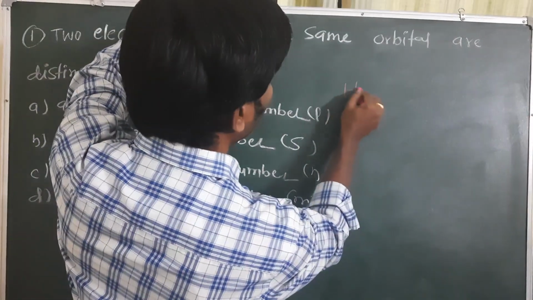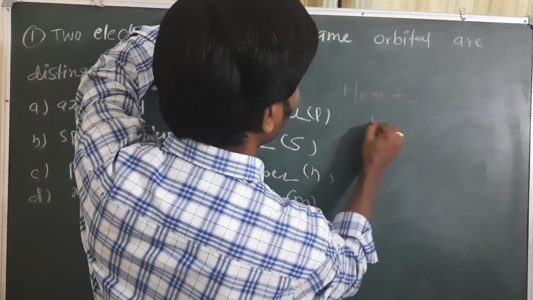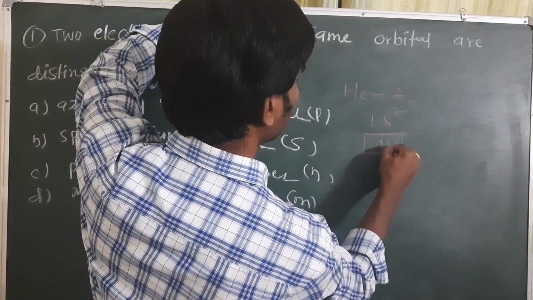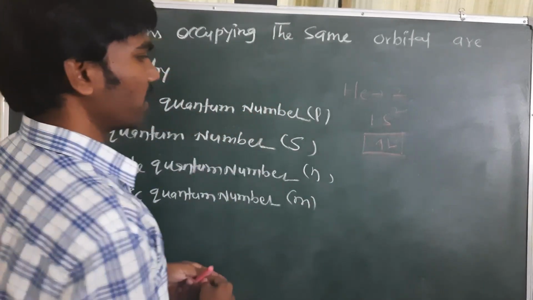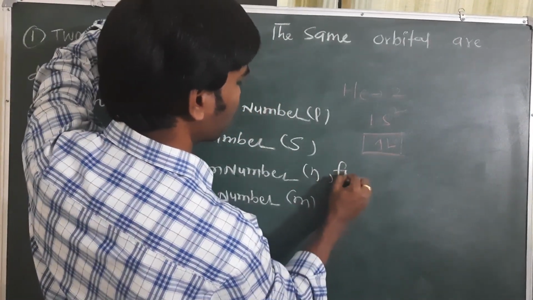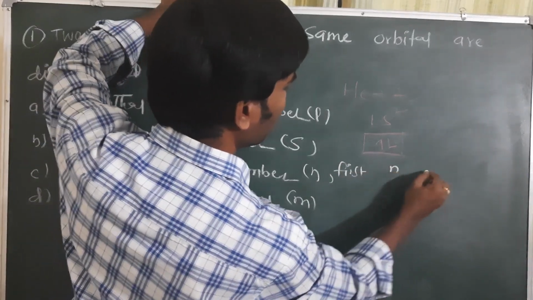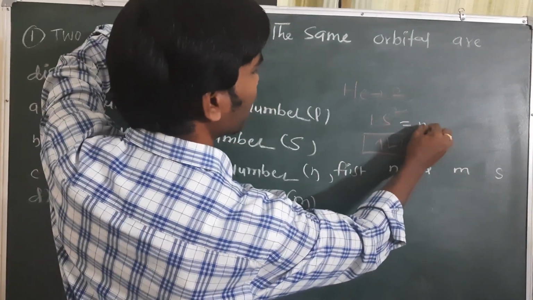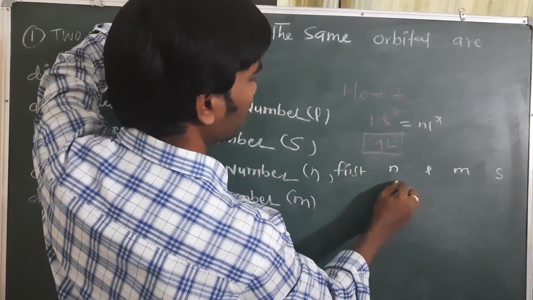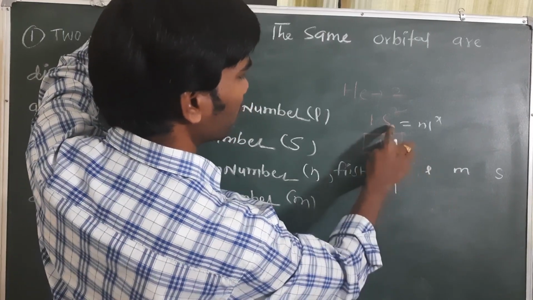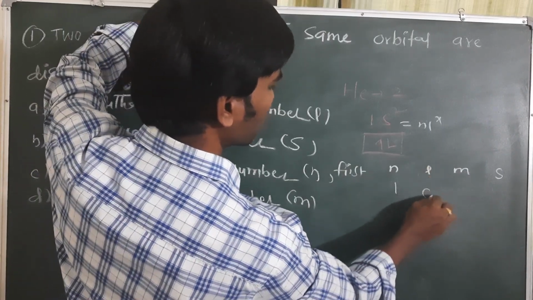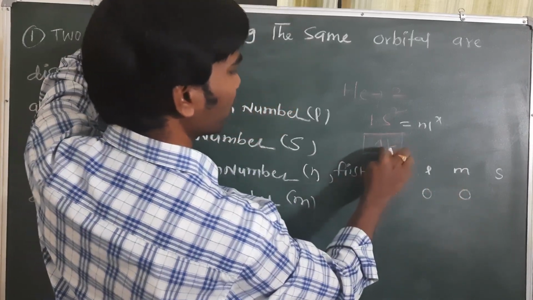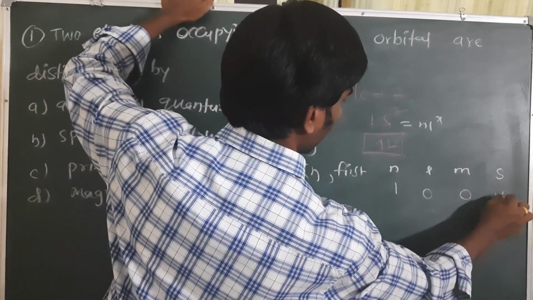So I am taking the helium atom. Helium atomic number is 2, so the electronic configuration is 1s2. We can take two electrons like this, first electron and second electron. For the first electron, I am taking the N, L, M and S values. Here the principal quantum number is 1. For an s orbital the azimuthal quantum number is 0. If L value is 0, M value is also 0. Here it is the clockwise direction for the first electron, so you take plus half.